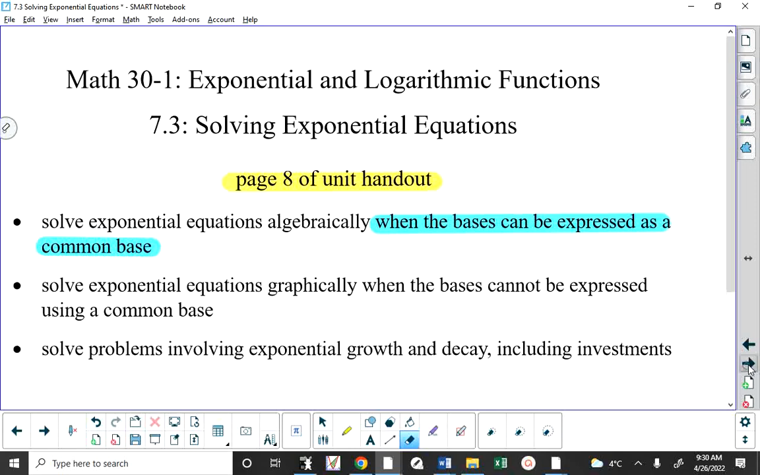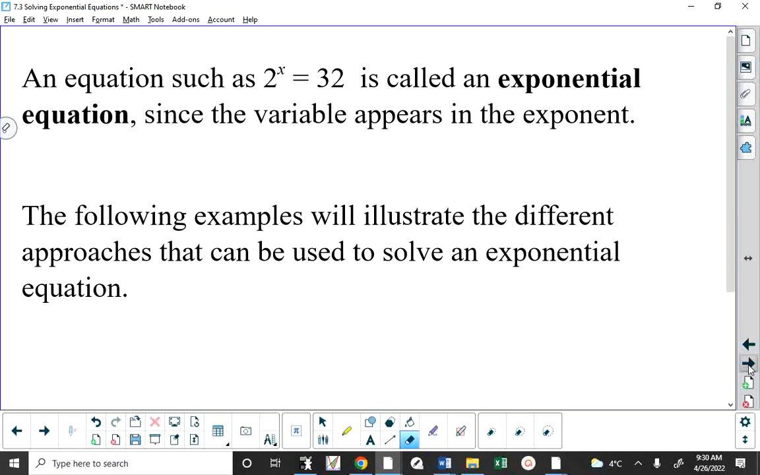And we're going to continue to look at a specific type of exponential growth today called compound interest. So to begin with, an equation like 2 to the x equals 32 is called an exponential equation for a very simple reason. The thing you're trying to find, x, is in the exponent. You're trying to find the value of part of an exponent, and that's what makes it exponential.